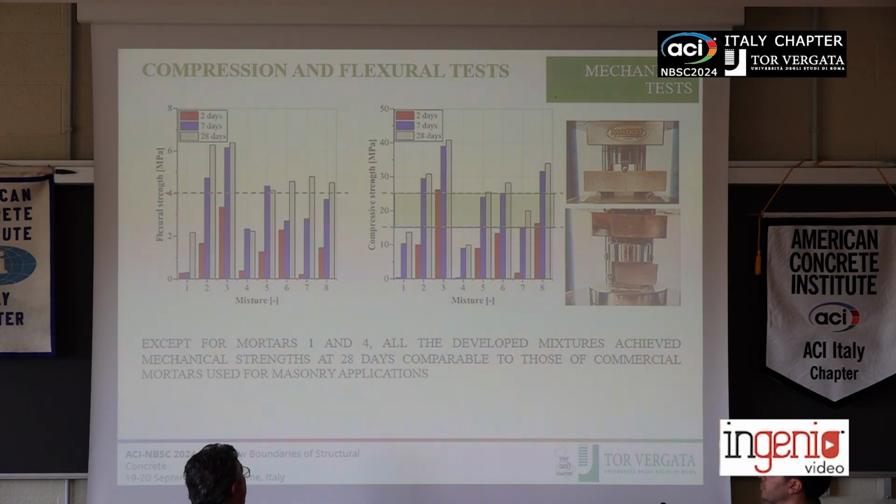After this, we wanted to understand if this product that we are developing is comparable with what's available in the market. Except for mortar 1 and mortar 4, we can see that the flexural and compressive properties of the mortars are relatively good for, let's say, structural application, because, just to remind you, they were compared with mortars typically used for FRCM used to strengthen masonry.